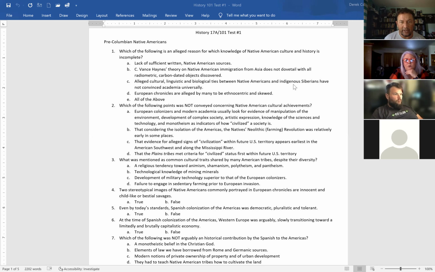The second option, C. Vance Haynes theory. Remember that 13,000 years ago during the Wisconsin latest ice age, Native Americans traveled across the Bering Sea on land virtually. That theory does not dovetail with all radiometric carbon dated objects discovered. That is true as well. Remember in South America, they carbon dated some objects 30,000 years ago. And then, alleged cultural, linguistic, and biological ties between Native Americans and indigenous Siberians have not convinced academia universally. That also is true. I had a PowerPoint slide on that, showing somewhat convincing evidence of some DNA ties, but it has not been universally accepted within academia. So much is still in the air.